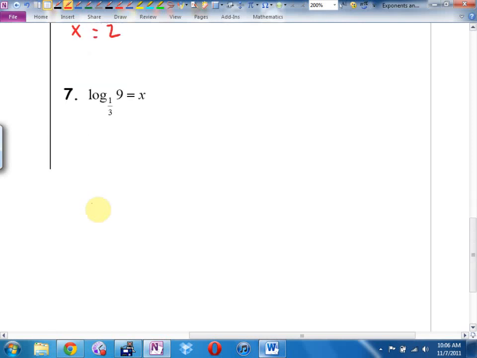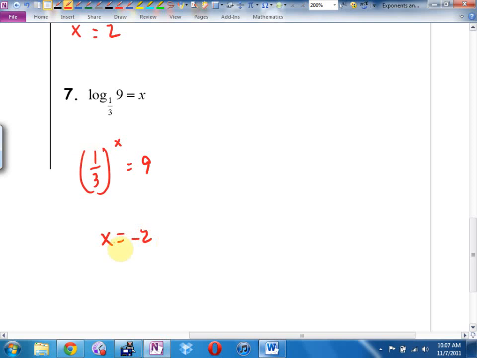And now, what this is really saying is 1/3 to what power equals 9? That's what it's saying. If this was a 3 instead of a 1/3, 3 to what power equals 9? 2. What about 1/3? Negative 2. 1 mark, 1 mark. But if you got the right answer, you get 2 out of 2.